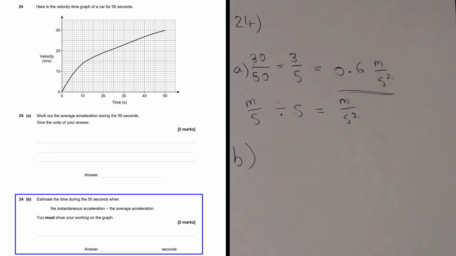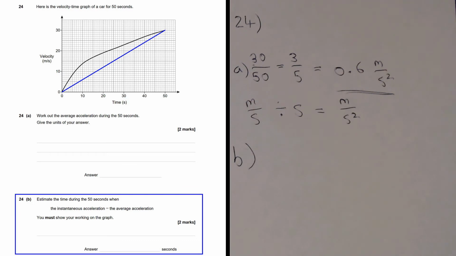So what I would first do is draw the chord from 0, 0 to 50, 30. This is essentially what we've done in part A. We've worked out the gradient of that chord, which is the average. Now we need to find the point or points on the line where the gradient of the line matches the gradient of that chord.